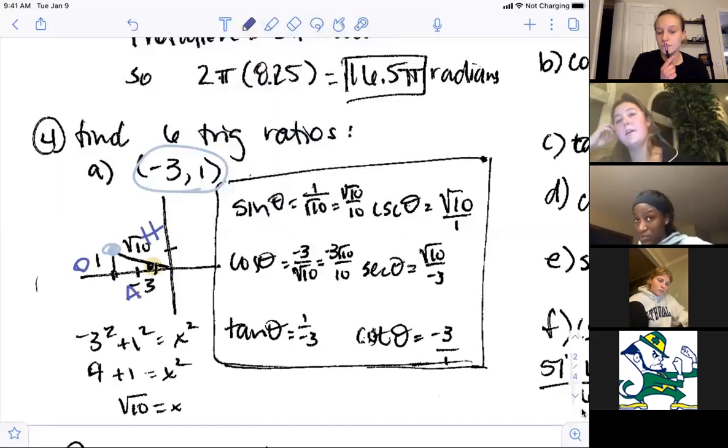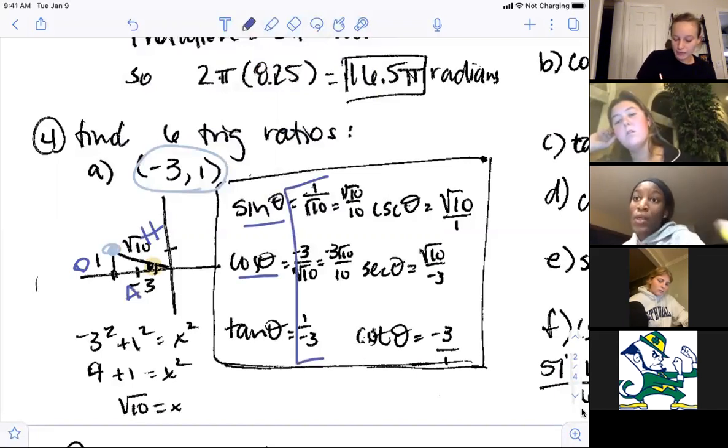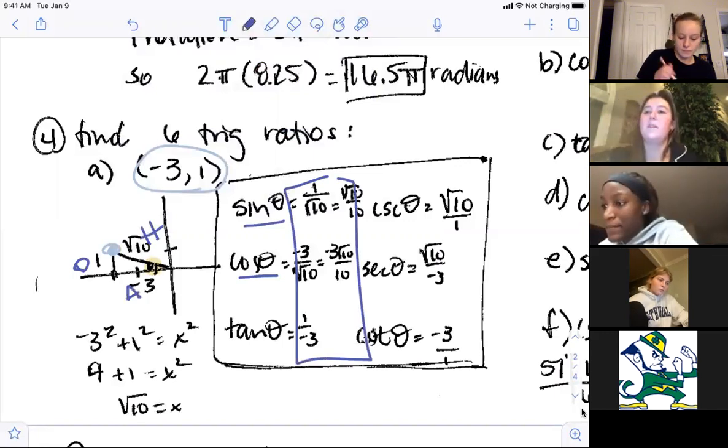Do we need to put theta after them? No, I'll probably fill this in for you and just leave blanks for this. Okay, perfect.